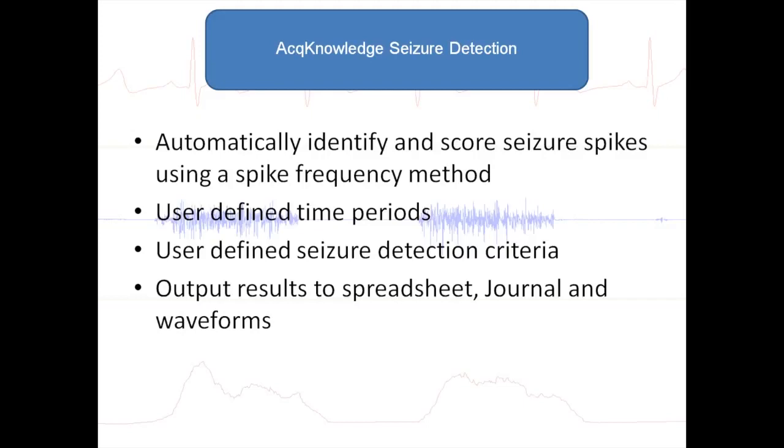displayed as new waveforms. The first waveform shows the frequency of the spikes that were detected, seizure spikes that is, and the second channel will identify whether a seizure occurred within a particular epoch.